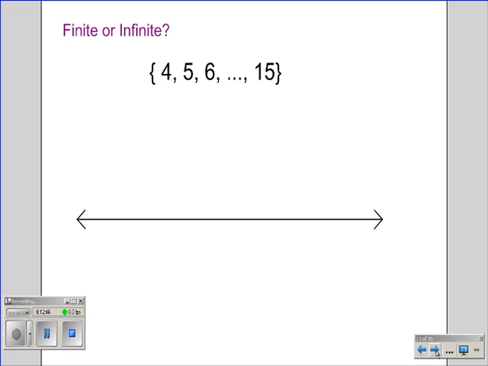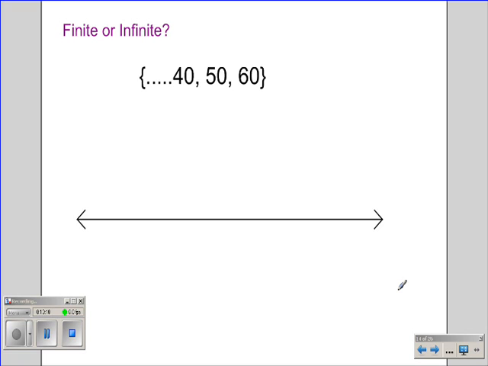Try this set, please. Finite or infinite, and why? Hopefully you said that it was finite because it has both a starting point and an ending point. Even though this ... is in there, it just means it's going to continue with the pattern of 7, 8, 9, 10, 11, 12, 13, 14, all the way to 15.